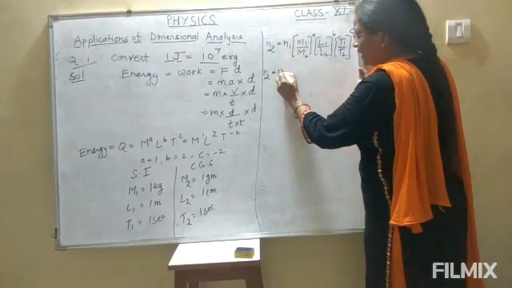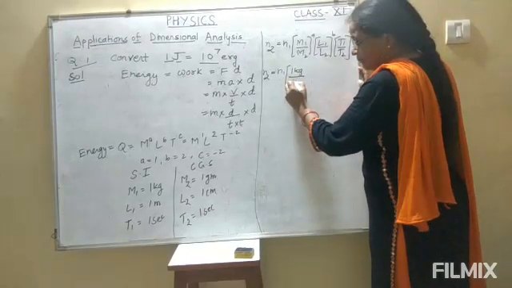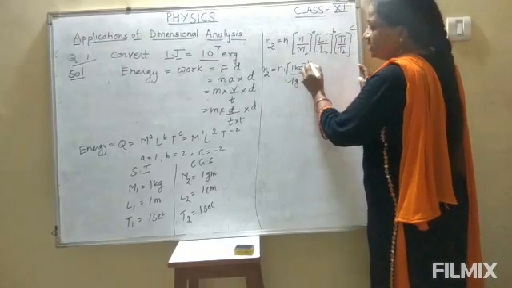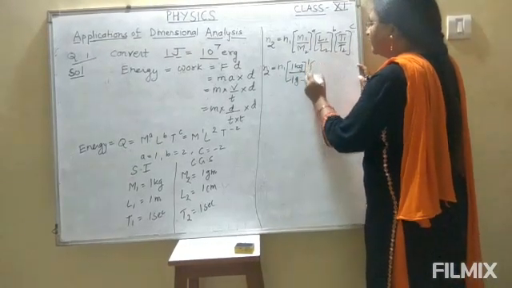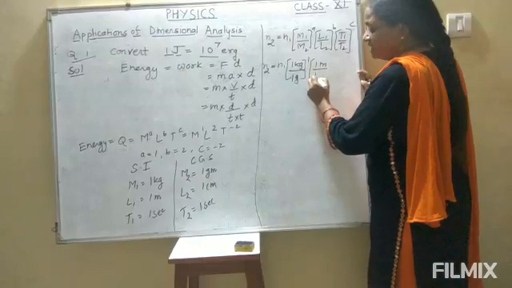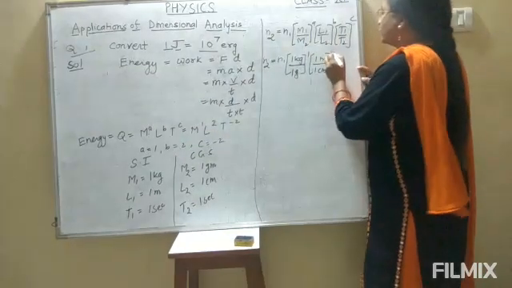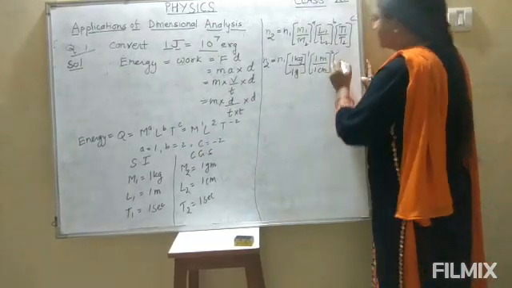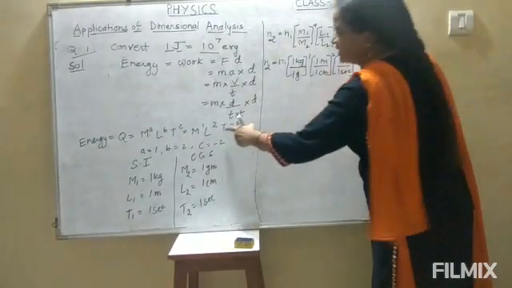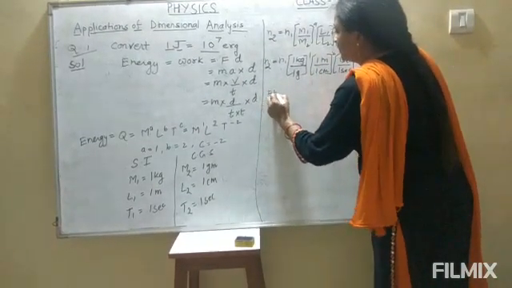So N2 is equal to N1 into the value of M1, that is 1 kilogram upon 1 gram, raised to power A. The value of A is equal to 1. L1, that is 1 meter upon 1 centimeter, raised to power B, and the value of B is equal to 2. And T1 upon T2, that is 1 second upon 1 second, raised to power C, and the value of C is equal to what? Minus 2. Okay.